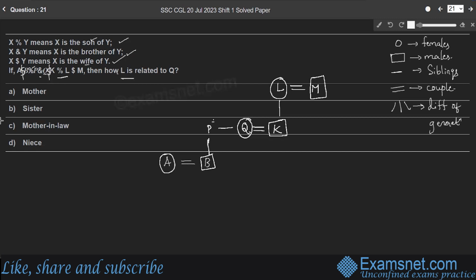So now, how is L related to Q? K is the son of L, so son's wife, Q, is the daughter-in-law of L. Therefore, L becomes the mother-in-law. For Q, L is the mother-in-law. Option C is the right answer. L is the husband's mother for Q. Therefore, mother-in-law. Option C is the right answer.